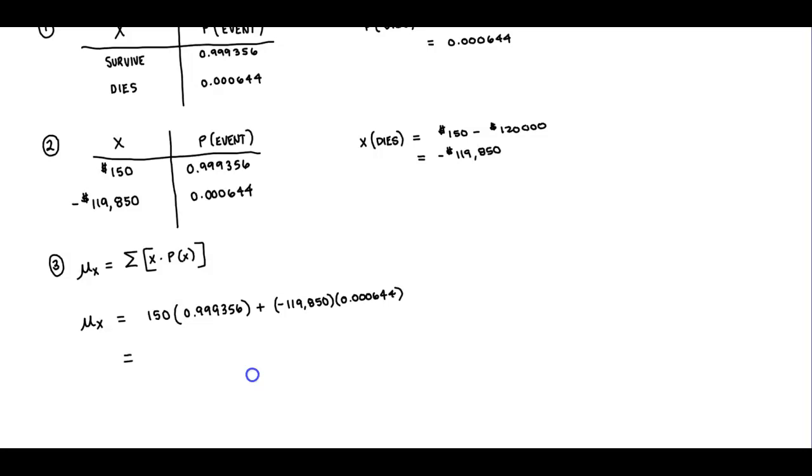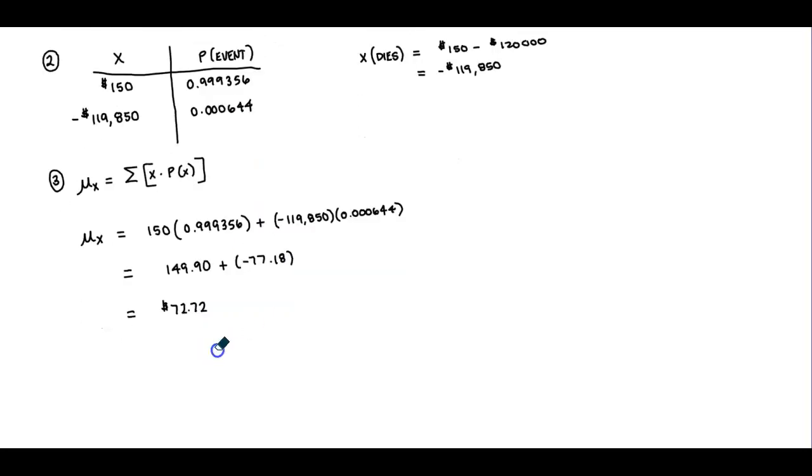When we multiply and add those together, we get 149.90 plus negative 77.18, and therefore we get $72.72. So what does this tell us? This tells us that the insurance company expects to make an average profit of $72.72 on every 18-year-old female it insures for 1 year.